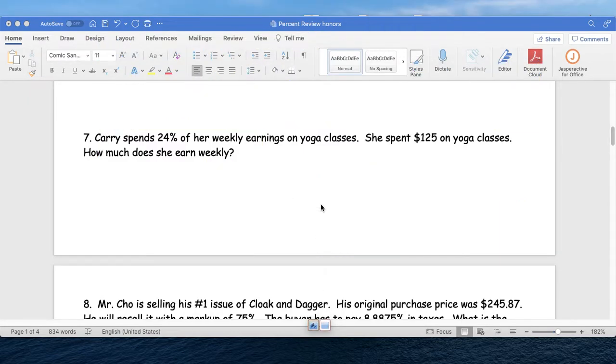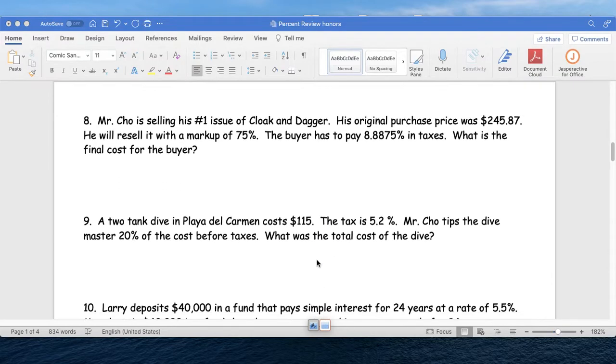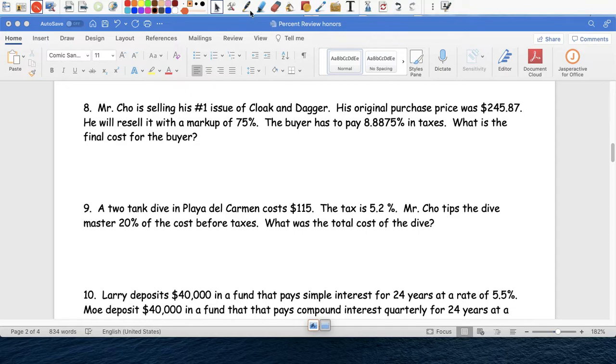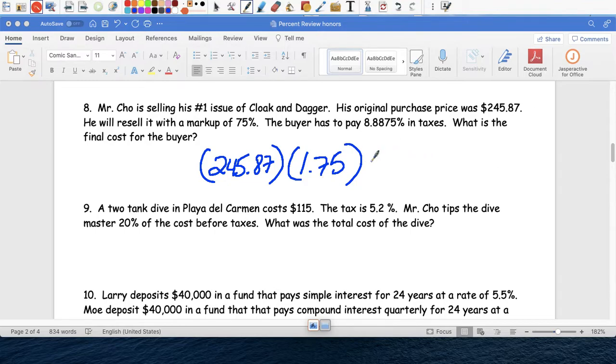8. Mr. Cho selling his cloak and dagger. So we can do this in one shot. I bought this for $245.87. I'm going to mark it up. So mark it up means increase, right? I'm going to sell it, so obviously I want to make some profit. So let's see. If I multiply that by this, it's going to give me the price that the buyer is going to pay without the taxes. So 245.87 times 1.75 equals 430.27. So that's what I'm going to tell the buyer. Hey, buyer, if you want to buy it, it's going to cost you $430.27.